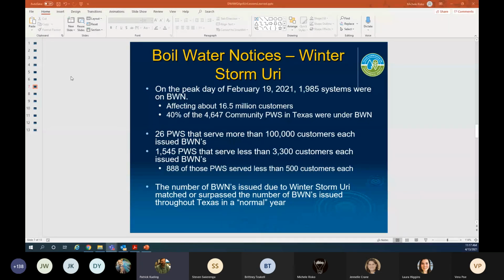26 of these systems served more than 100,000 customers, but 1,545 served fewer than 3,300 customers each. So as you can see, a lot of these systems were smaller systems, but those 26 large systems account for a lot of people served. And generally, the number of boil water notices issued in that couple-week span surpassed the number typically issued in a so-called normal year for the entire year. So this was a huge event.